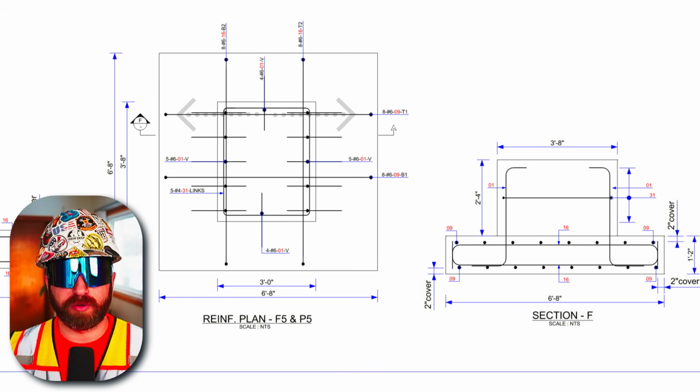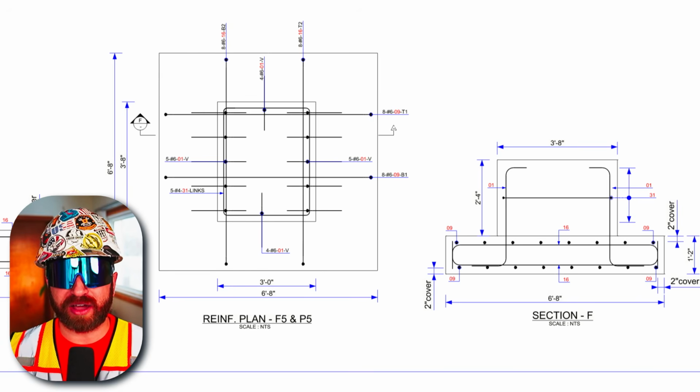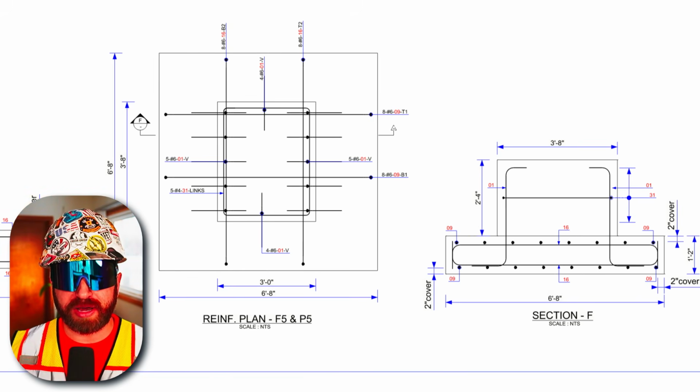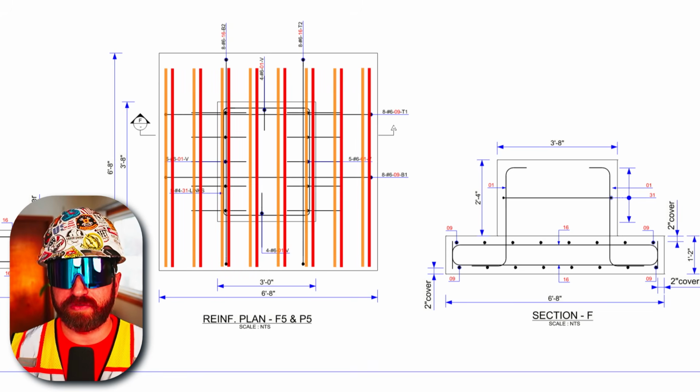So in our section cut for B1, we can count out 8 bars on the bottom. Also in our section cut for T1, we can count out 8 bars on the top. Now, if I were to overlay these B1 and T1 bars on the plan view, it would look like this for B1, and it would look like this for T1.